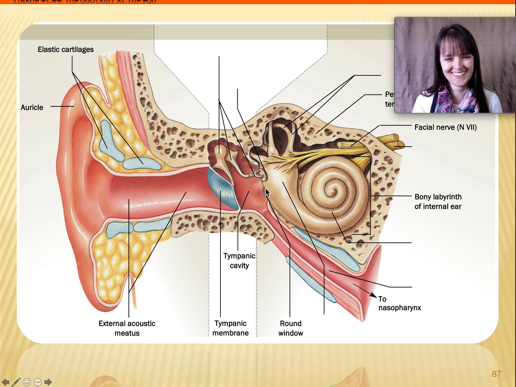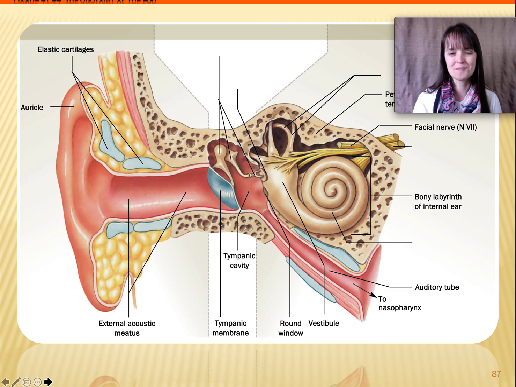This is the round window. This is how the sound waves get out of the inner ear. And this part here is the vestibule. And then this tube that connects the tympanic cavity to the back of the throat is the auditory tube. When I was a kid, it was the eustachian tube, so same thing. And then this spiral bit is the cochlea. Cochlea is for hearing. And the bony labyrinth is the outer bony layer of the whole inner ear.